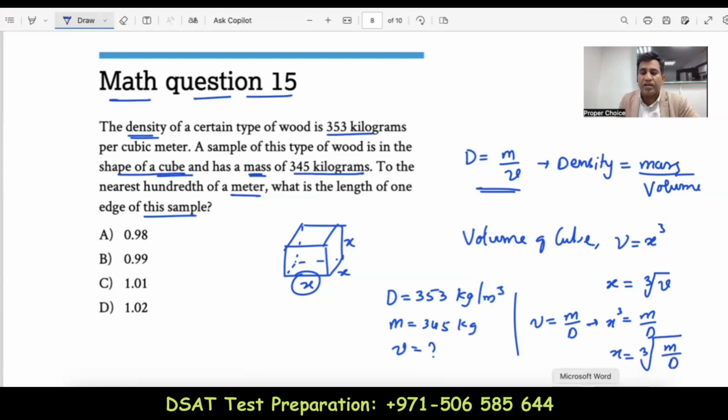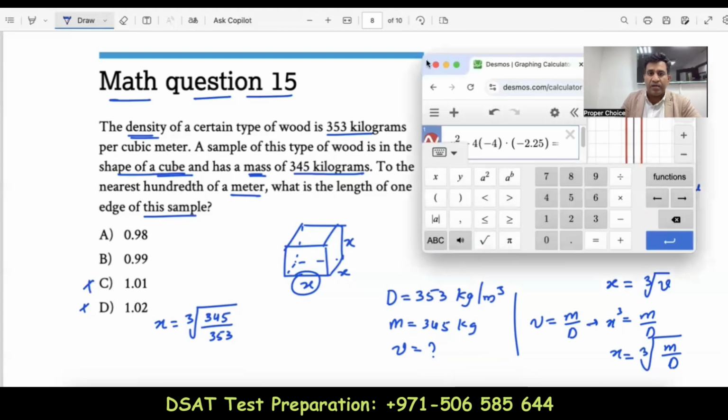It's all about the calculator now. You can type the cube root of mass by density. As I said, it's all about Desmos now. You just need to substitute. Let me write down here, x equals the cube root of the mass value, 345, divided by density, 353. As you can see, 345 by 353, the numerator is smaller than the denominator, so definitely your answer should be less than 1. Ignore these two. The answer may be either A or B. Anyway, let's put it in the calculator and see what answer you get.